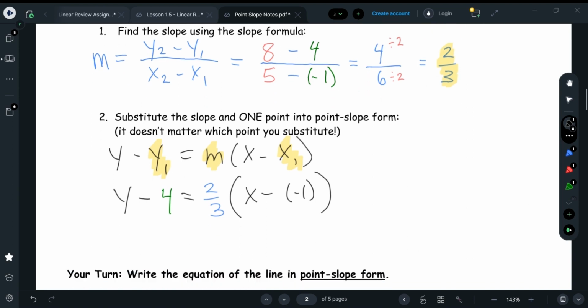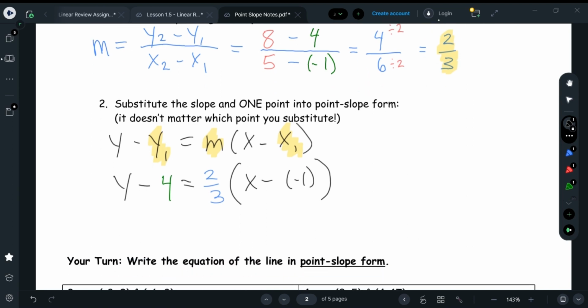Okay, here's the equation of our line. Let's simplify this. What we can do here is, look, we're subtracting a negative, so that's going to change. Minus -1 is going to change into +1. So I'll just rewrite this here. Y minus 4 equals 2 over 3 times x plus 1.